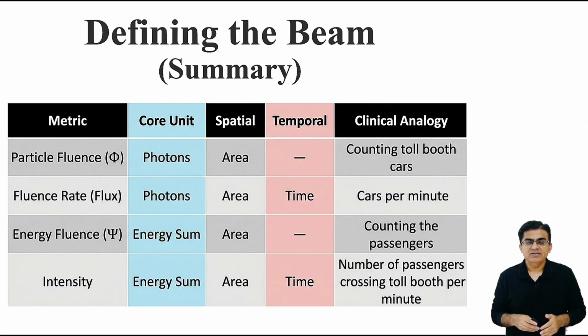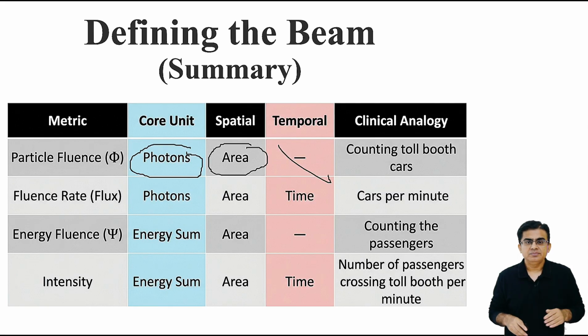Let us summarize all that we have studied. We have discussed several important metrics to define the photon beam. Now we will bring everything together in one simple matrix. This summary table will be very helpful for your quick revision. First, we have particle fluence. The core unit here is strictly the number of individual photons. It only looks at the specific spatial area, completely ignoring time. Our clinical analogy is simply counting the total cars crossing a toll booth.